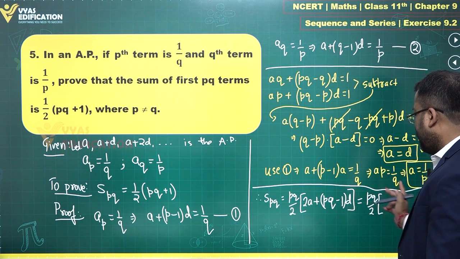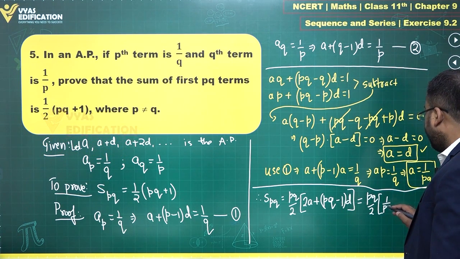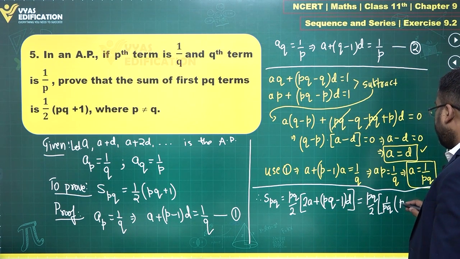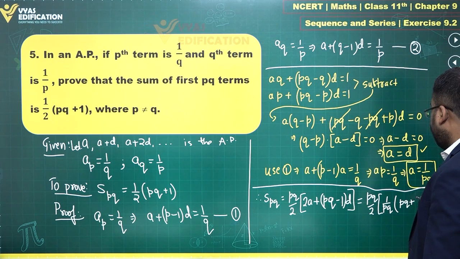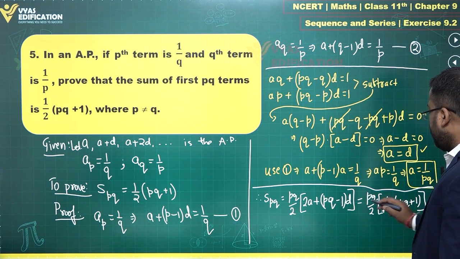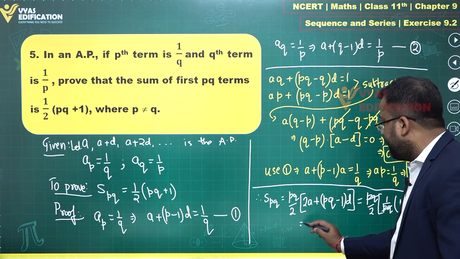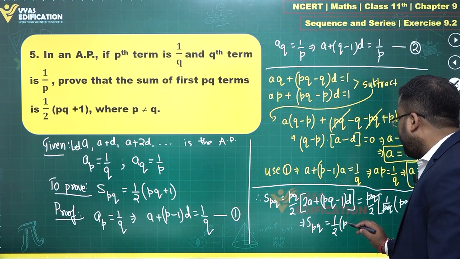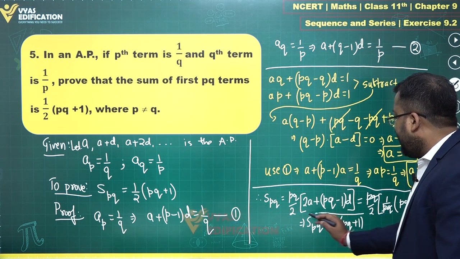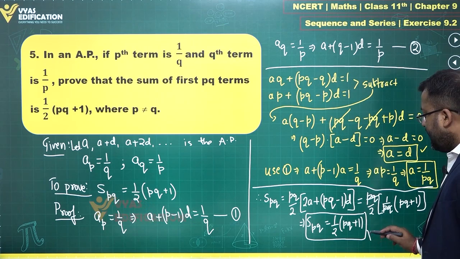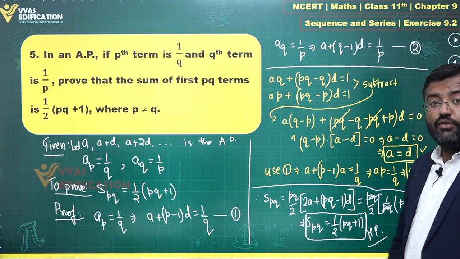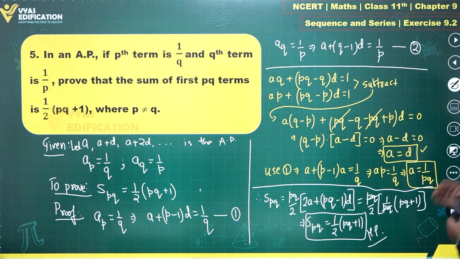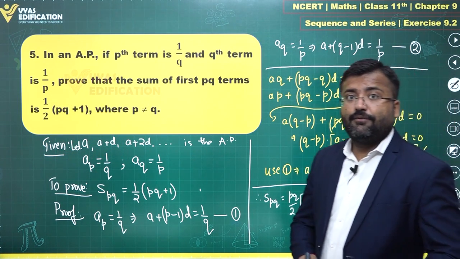A and D can come out common. This will be 1 upon PQ. And in the bracket, you will get 2 plus PQ minus 1. What is that? PQ plus 2 minus 1 will be plus 1 over here. This PQ gets cancelled with this, and what you get is SPQ is equal to 1 upon 2, and in the bracket, you have PQ plus 1 as seen over here. And is this what we wanted to prove? Yes, this is what we wanted to prove. That's the complete proof of this question, as you can see over here, using these steps, right?